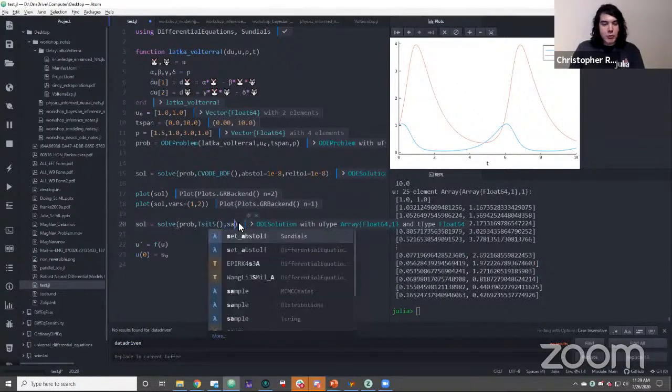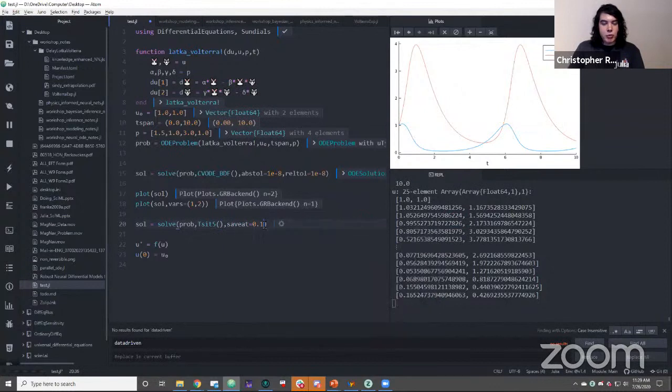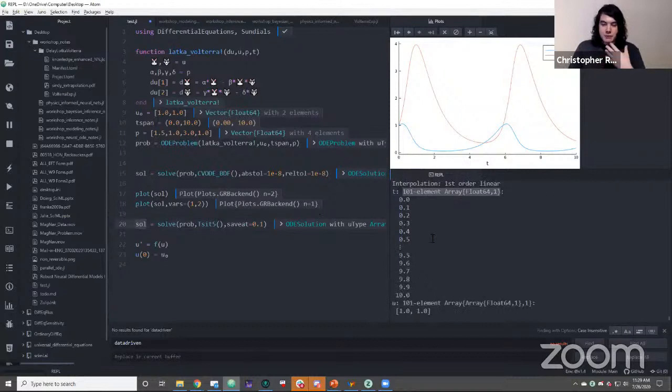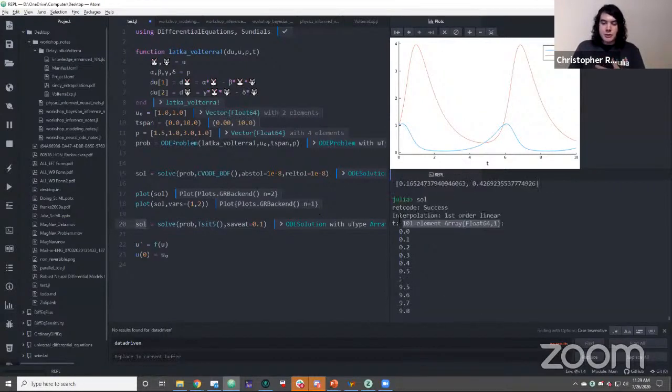But we can say instead that we only want you to save every 0.1 time points. If we look at what's computed when we do this, we see that we save at 0.1, 0.2, 0.3, etc., getting 101 points. When we do saveat, the interpolation no longer saves all this extra data, and it tells you that it's only saving the values at these specific points and giving you a linear interpolation.